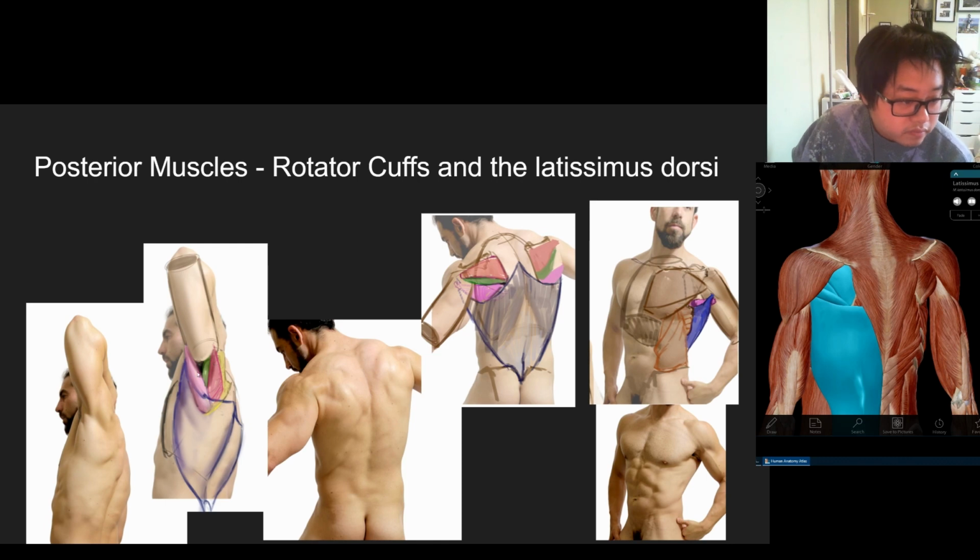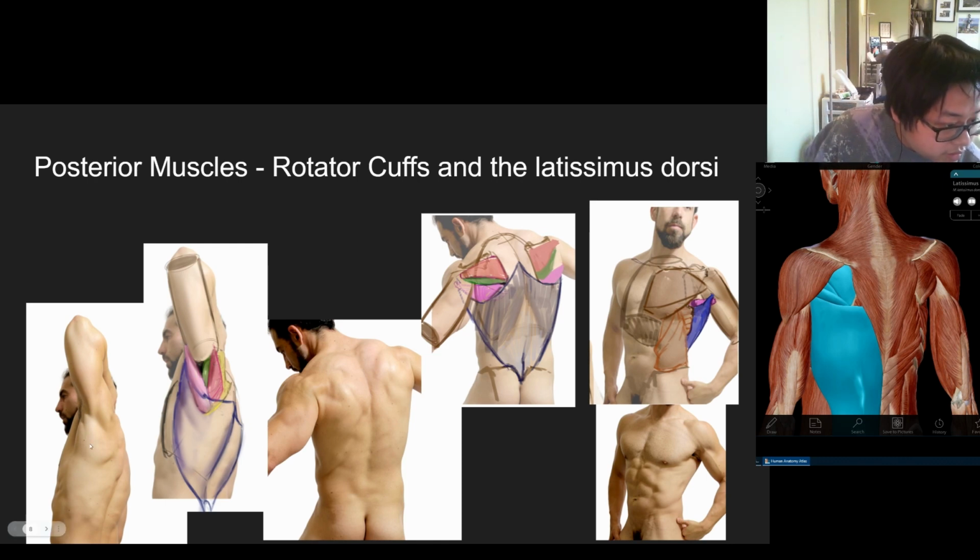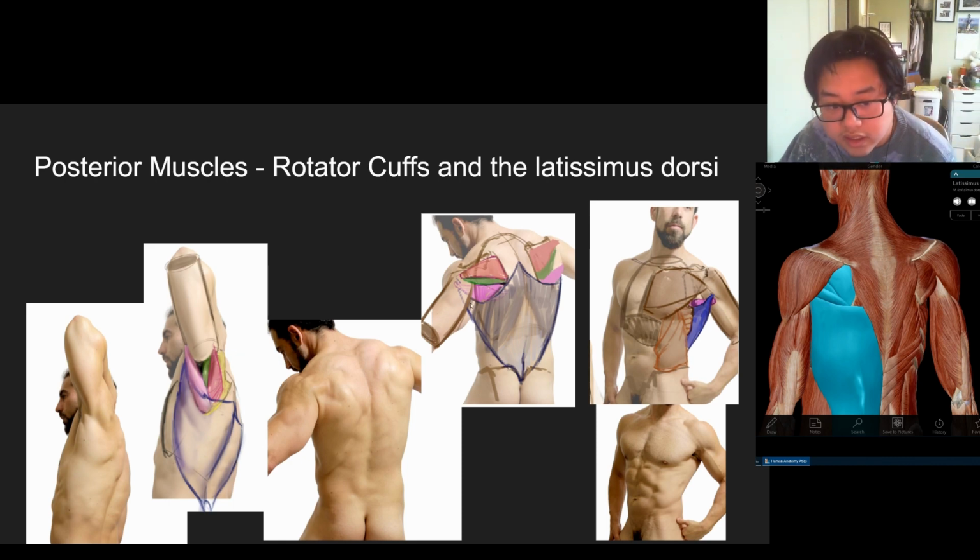Really interestingly, we see in this photo, this is the teres major right here, and this is the latissimus dorsi. They're traveling to the same region of insertion point. If we look at these images from the anterior view, we can see that relationship taking place. So even when we're drawing anterior views, this posterior muscle will be visible.